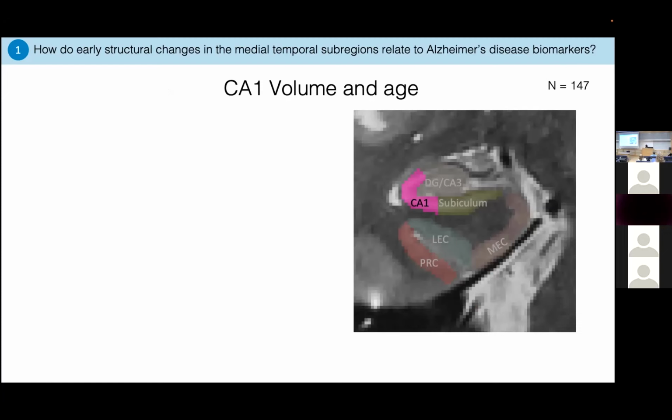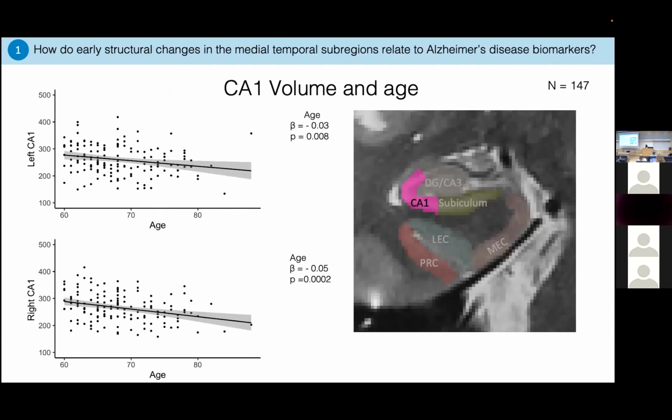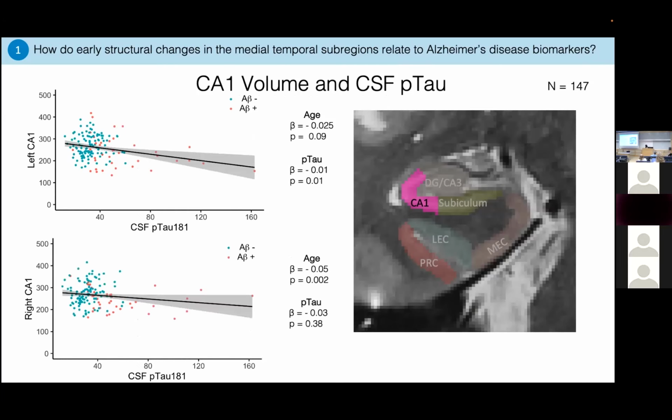Okay, but now I'm going to move on to CA1 volume, which is the next region affected by p-tau. And we can see here that left CA1 volume and right CA1 volume are positively correlated with age, decreased volume as we get older. And in terms of p-tau, what you can see is that when we're controlling for age, p-tau is still significantly related to volume in the left CA1, and that this is not statistically significant in the right CA1, but there is sort of this trend in this direction as well.